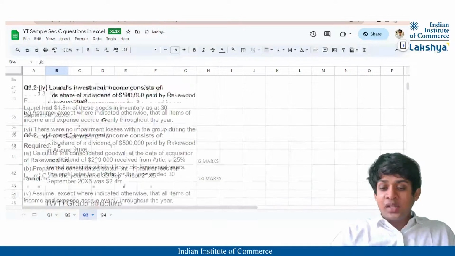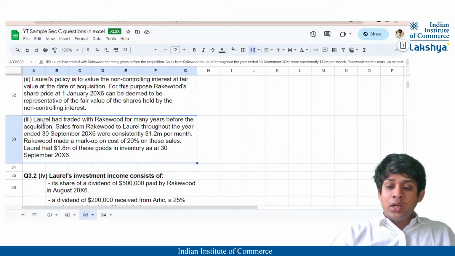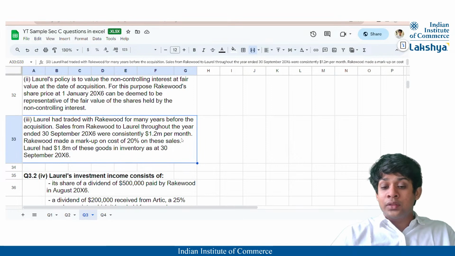Okay. For our PERP we are supposed to prepare, because I see one adjustment for PERP. This one. Okay. Laurel had traded with Redwood for many years before the acquisition. So they have been trading for a long while. Sales from Redwood to Laurel. Okay. So that means subsidiary company is the seller. Throughout the year ended 30th September 2006 were consistently 1.2 million per month.